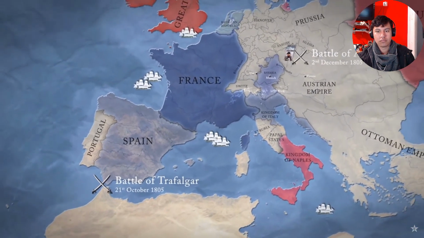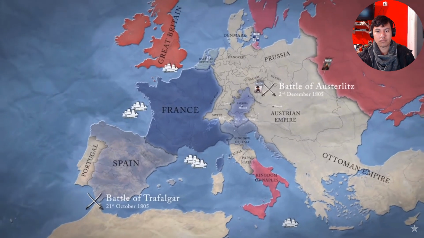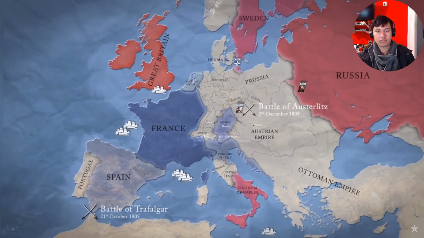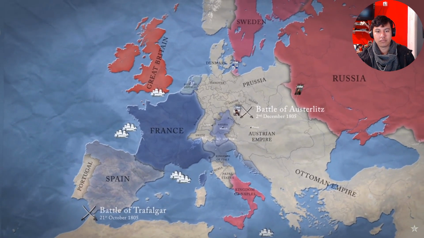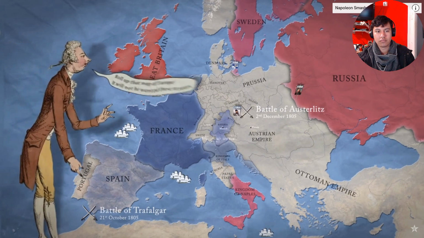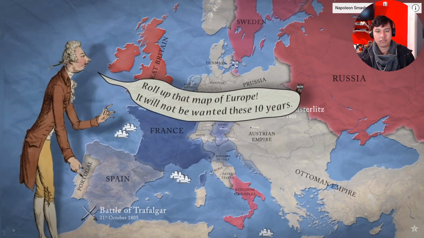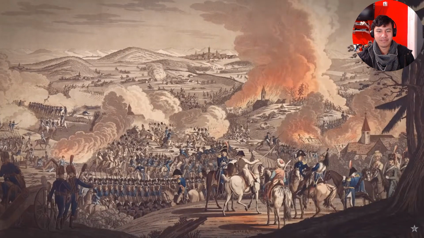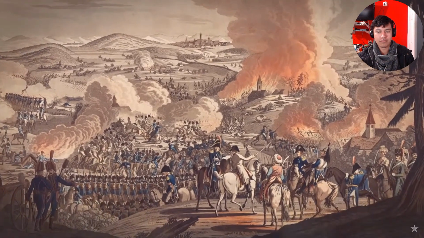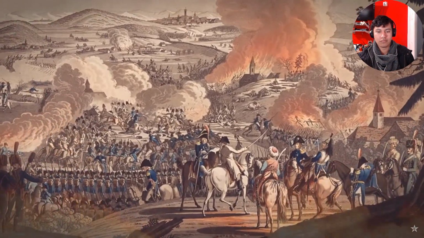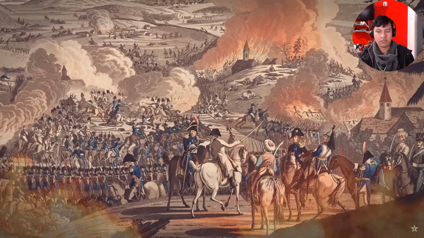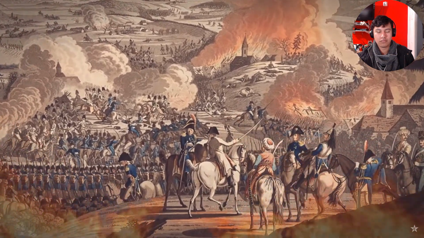Napoleon, unbeatable on land. The whale and the elephant, neither able to challenge the other in its own domain. When William Pitt received news of Napoleon's victory at Austerlitz, he's supposed to have said, "Roll up that map of Europe. It will not be wanted these 10 years." A month later, Pitt was dead. But his warning that Europe faced another 10 years of war and upheaval was to prove prophetic.